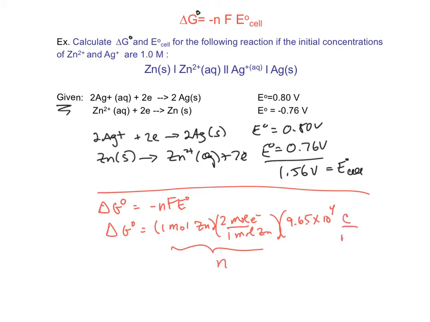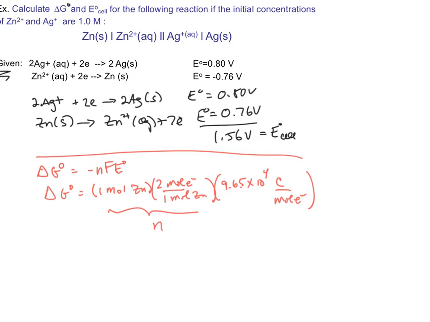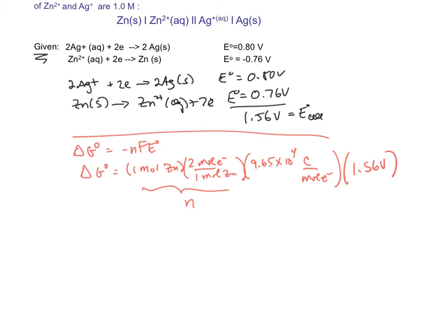Coulombs per mole of electrons. Then you have E cell, which is 1.56. This is the standard voltage. So moles are going to cancel. We're going to have coulomb times volt, and remember coulomb times volt is a joule.